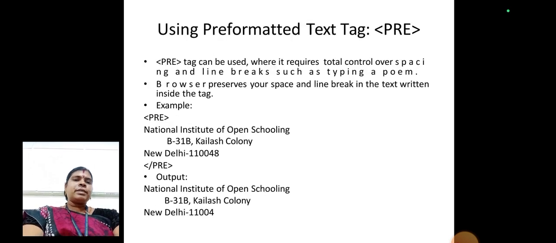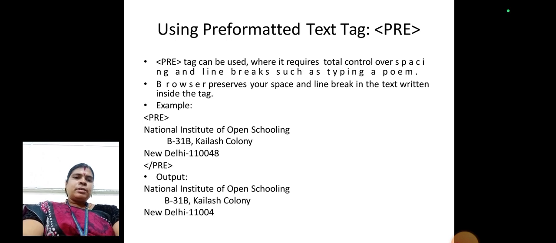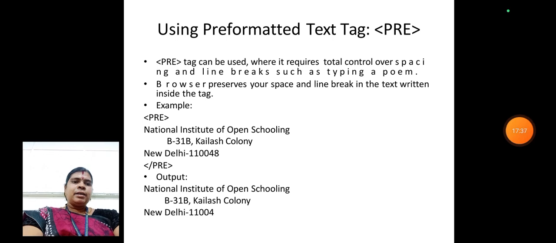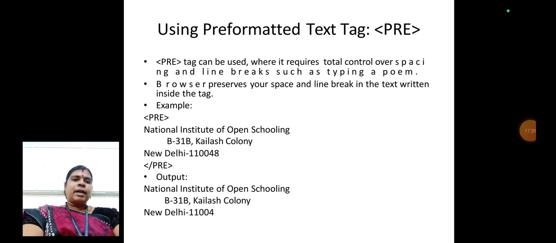Using the preformatted text tag. The pre tag can be used where it requires total control over spacing and line breaks, such as typing a poem. The browser preserves your spaces and line breaks in the text written inside the tag.